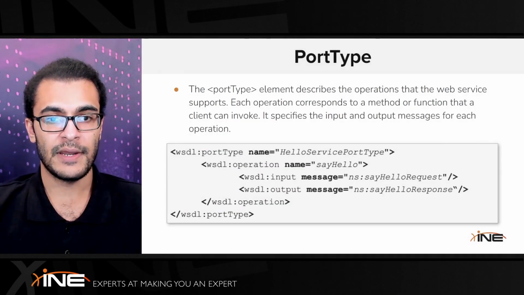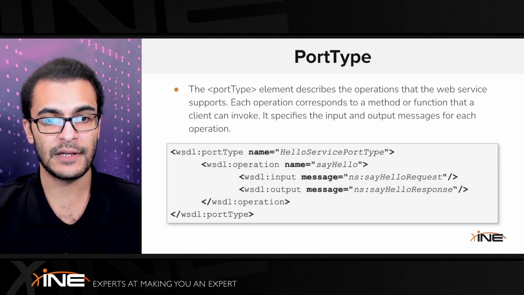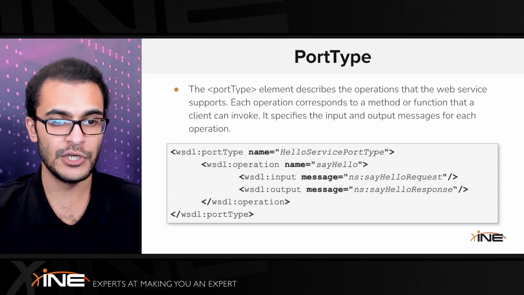We then have the port type. The port type element describes the operations that the web service supports. Each operation corresponds to a method or function that a client can invoke. It specifies the input and output messages for each operation.